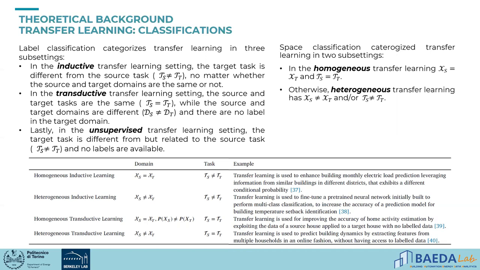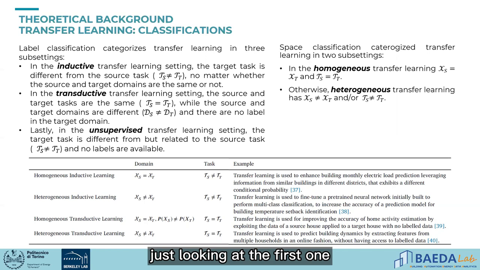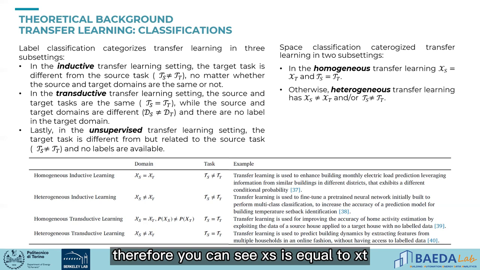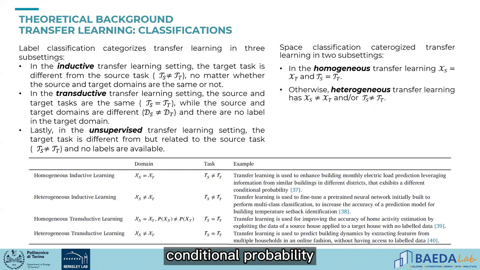You can see from the table below that the two classifications can coexist and lead to four different cases. Just looking at the first one, you can see that homogeneous inductive learning means that the domain, in this case the feature space, is the same. Therefore, you can see XS is equal to XT, while the task is different. As an example, it means that transfer learning is used to enhance building multi-electrical load prediction, leveraging information from similar buildings in different districts that exhibit a different conditional probability. Therefore, in this case, the difference in the task is expressed by the different conditional probability.